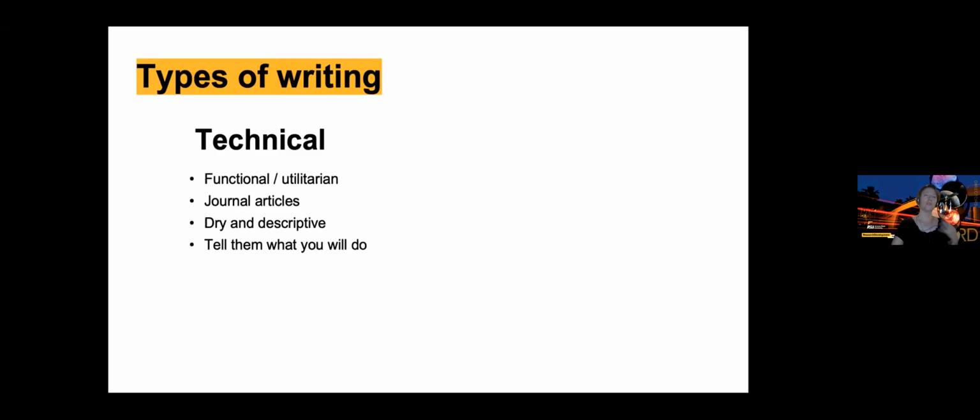Types of writing. There is technical, which was the aforementioned manuscript, right? It's functional. I have to be able to follow it. It's how to make the PBJ, right? The peanut butter and jelly. It's how we take process A, do segment C with it, and get product D, right? It's dry and descriptive, and it's telling them what you're going to do.